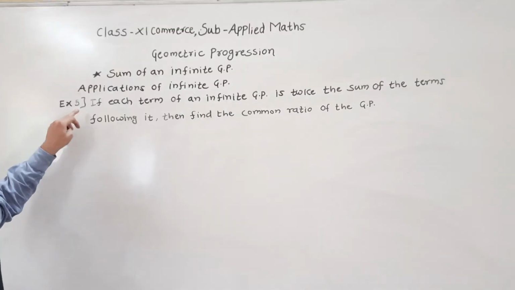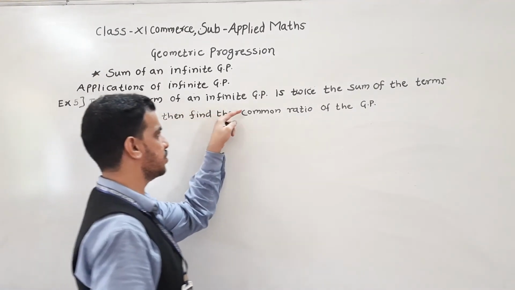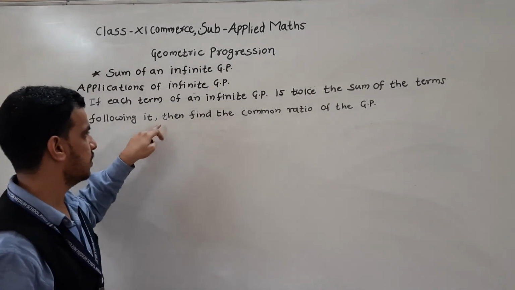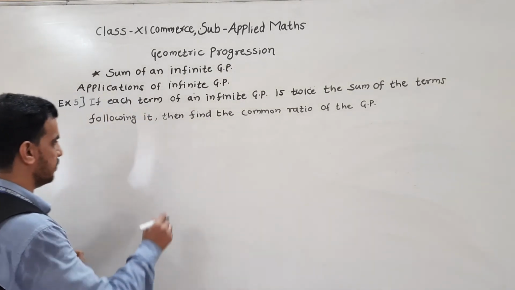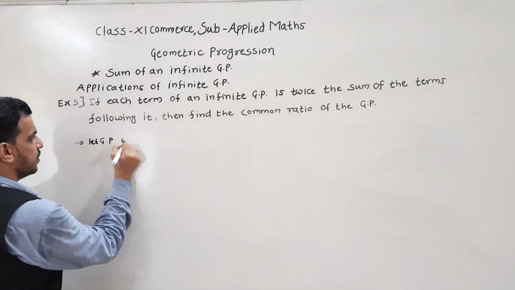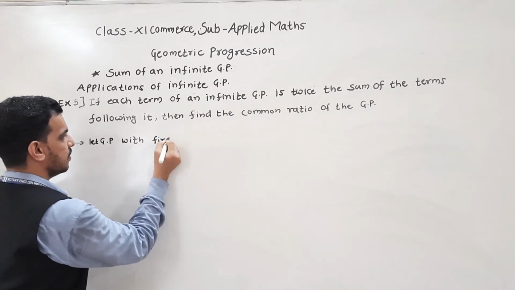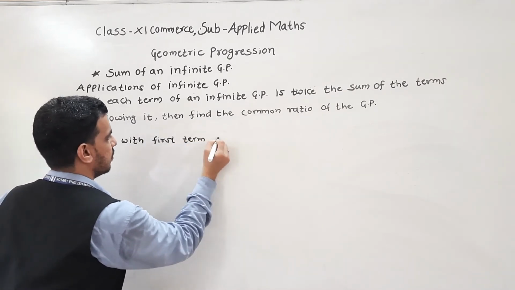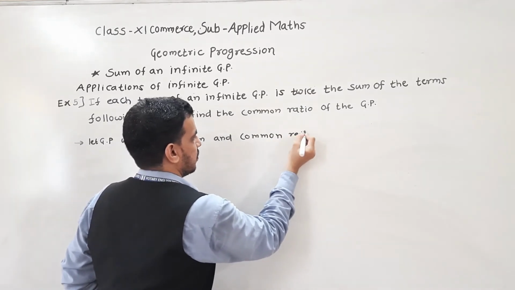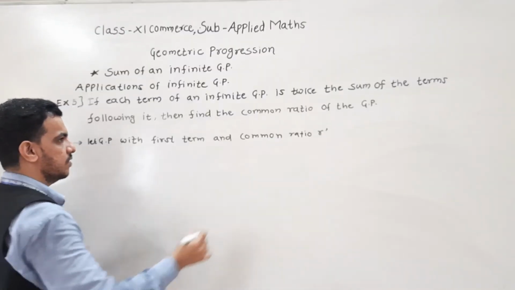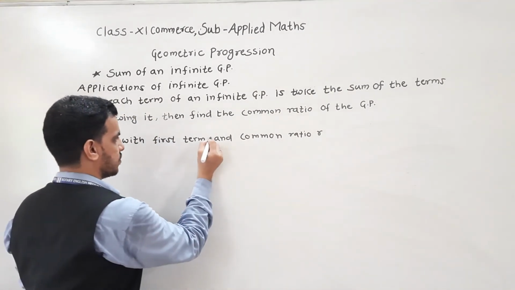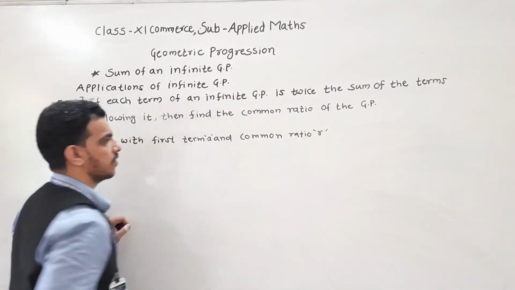The fifth example is, if each term of an infinite GP is twice the sum of the terms following it, then find the common ratio of the GP. Okay, so I am considering a GP. Let the GP have first term a and common ratio r. Okay, then first term is a and common ratio r.